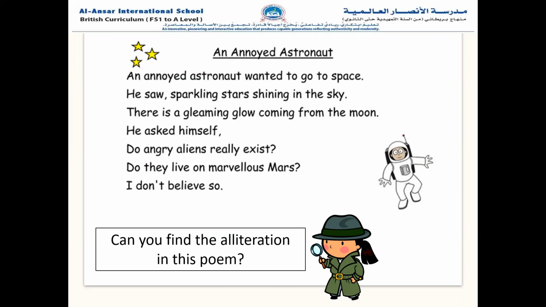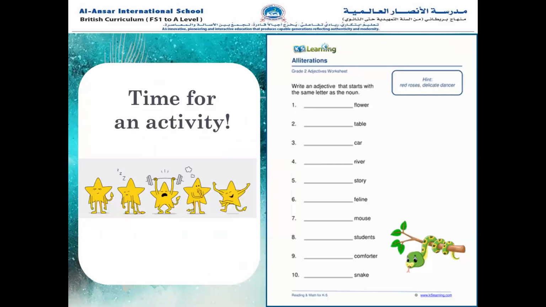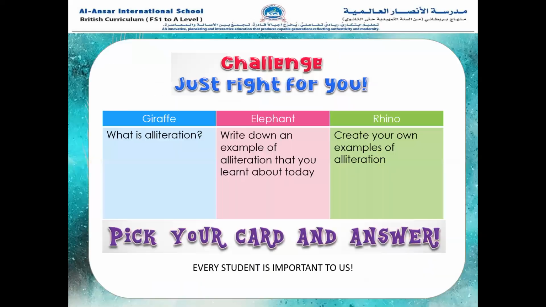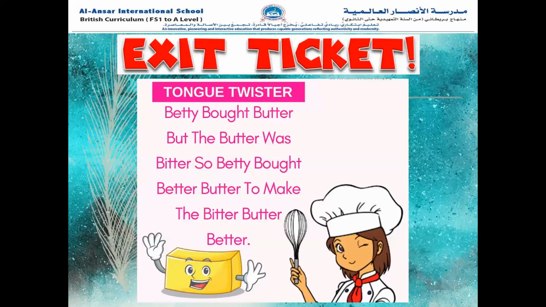Could you find any alliteration in this poem? Check if your answers were correct. Well done. You're a pro. Here we have an activity. Then you can go ahead and pick any one of these questions that you feel comfortable with and answer them in your copybook. After that, I have an awesome tongue twister for you to practice before the lesson ends.